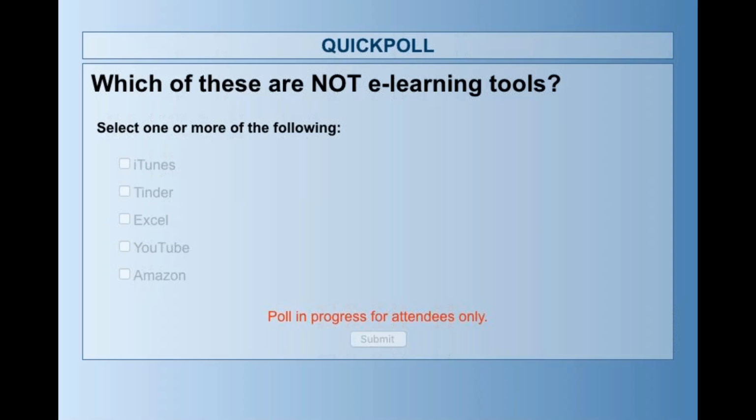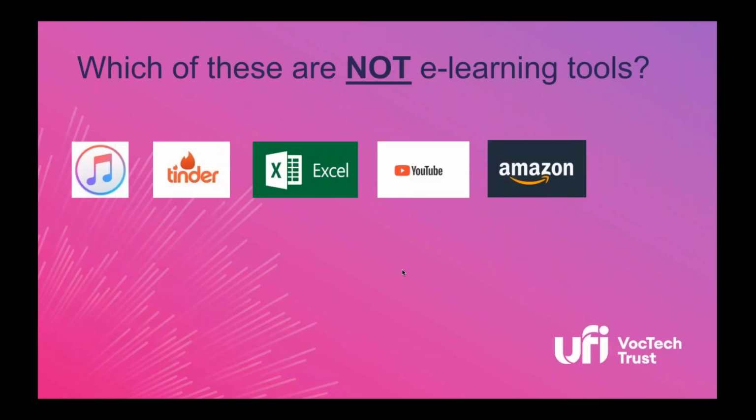So not surprisingly, roughly 80% of people said Tinder is not an e-learning tool. 55% said that Amazon is not an e-learning tool. 18% said that Excel is not an e-learning tool. Why am I asking these silly questions? The point that I'm making is that pretty much any software tool can be used for learning something, just as almost any human activity can teach you something.